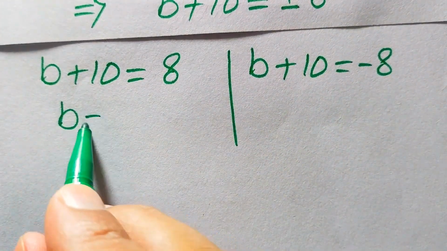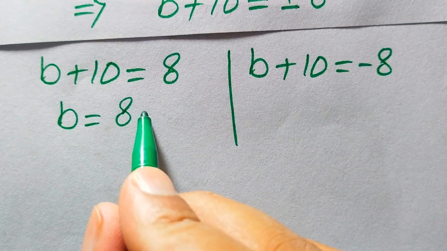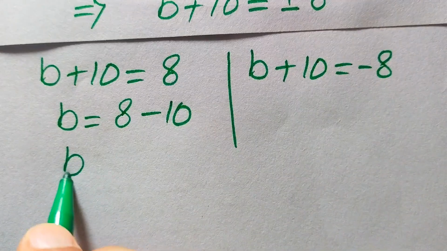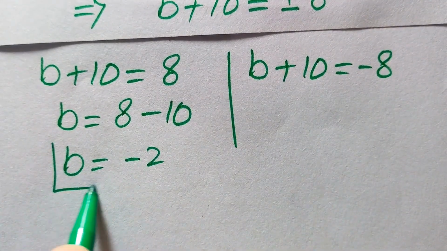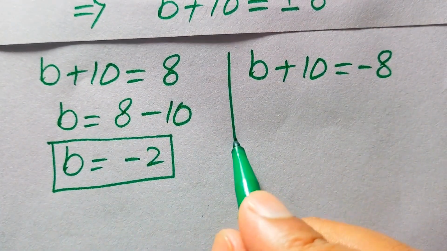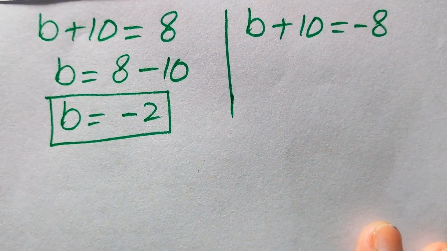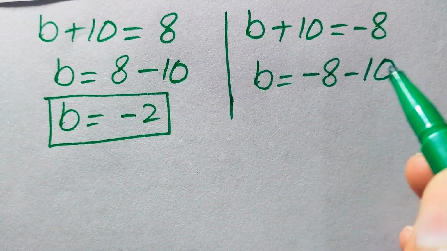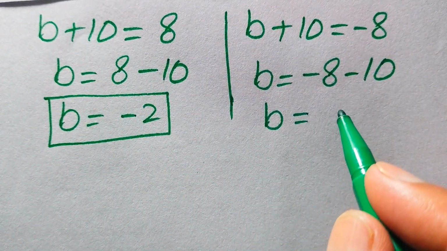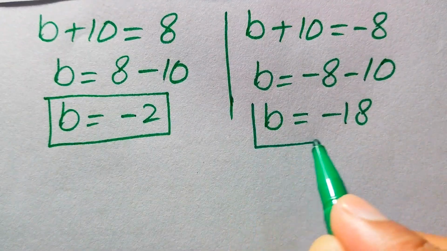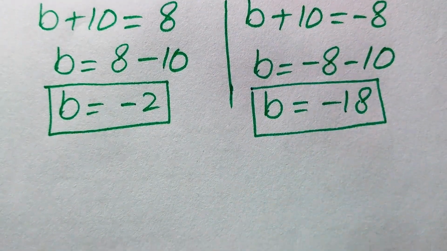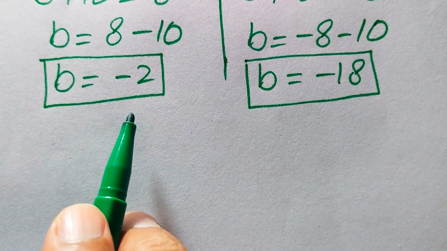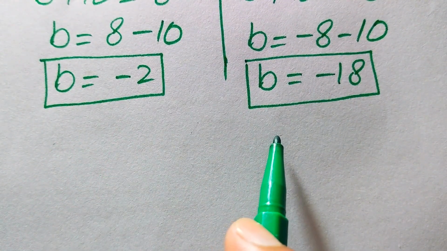From here we move plus 10 to the right hand side, and we get b = 8 − 10, and we easily get the value b = −2. This is the first root of the given equation. In the same pattern we move this plus 10 to the right hand side, and we get b = −8 − 10, and we get the value b = −18. This is the second root of the given equation. So in the second method we again get two roots of the given equation, b = −2 and b = −18.